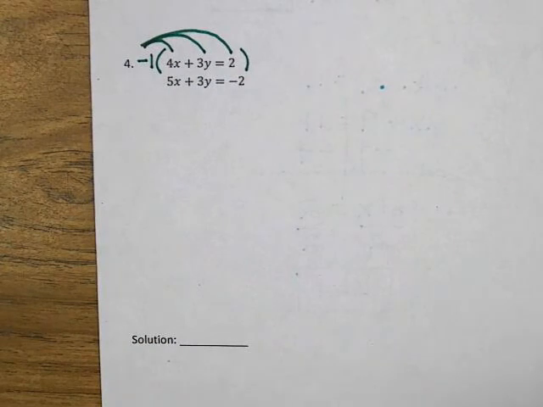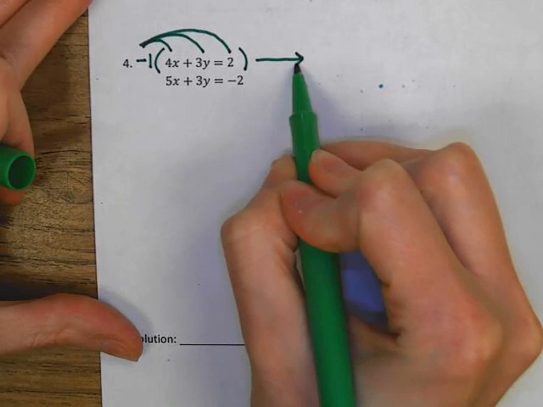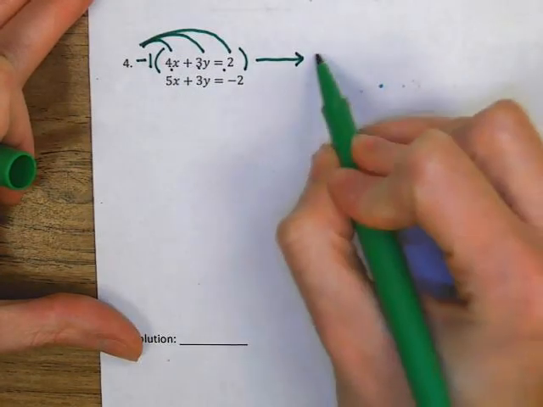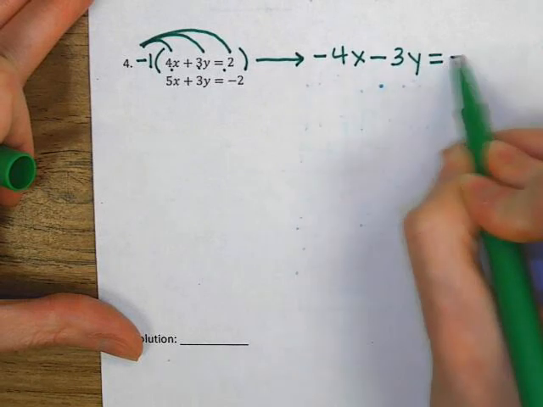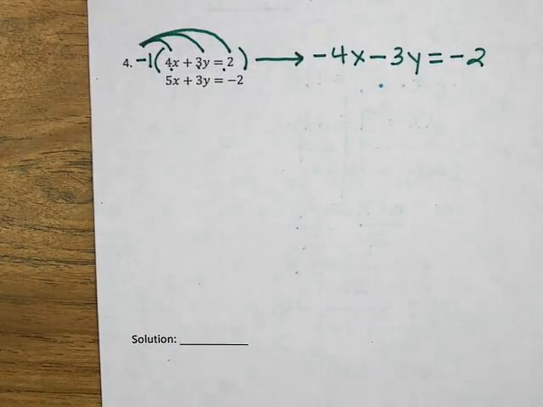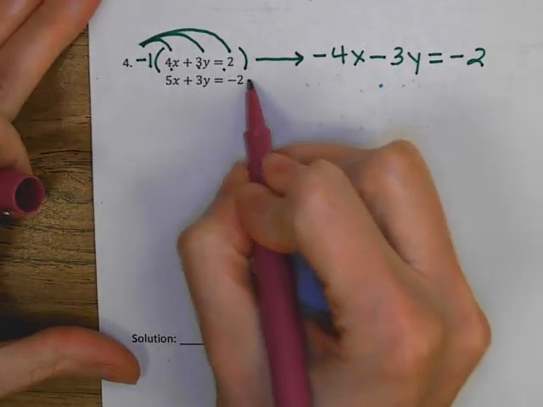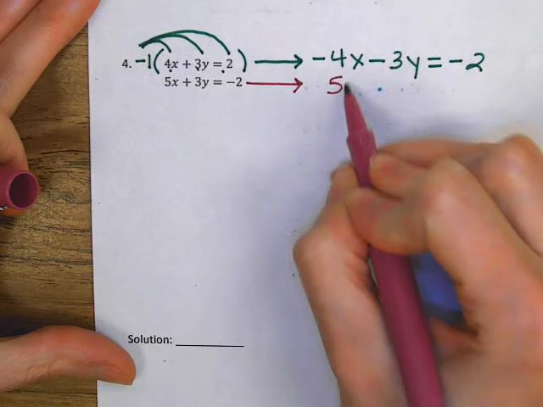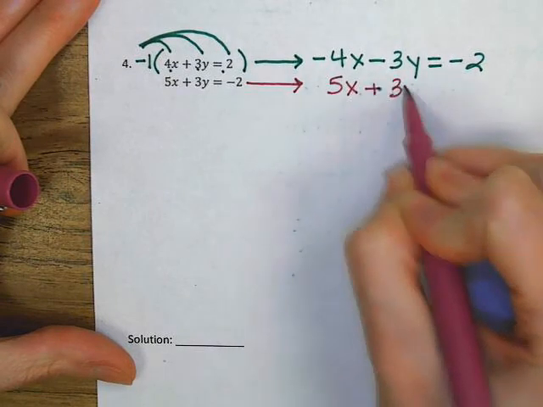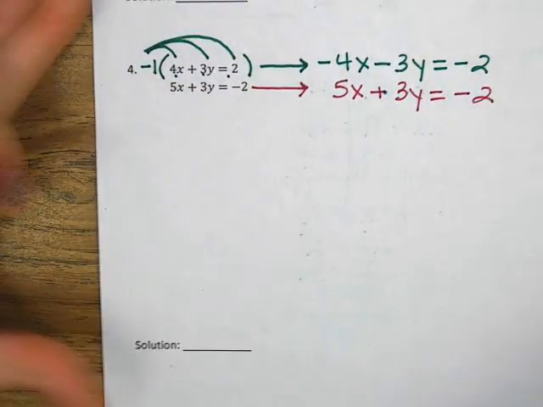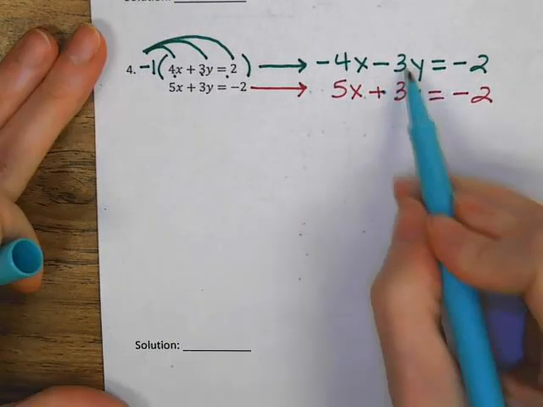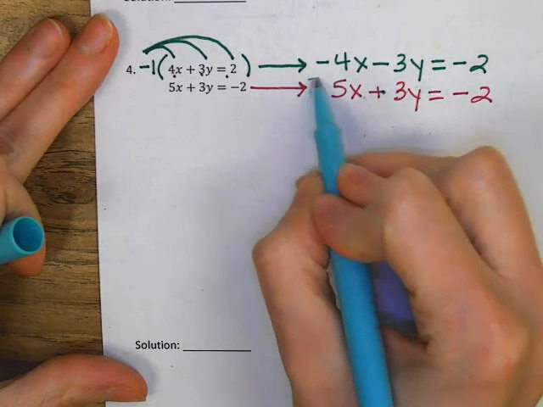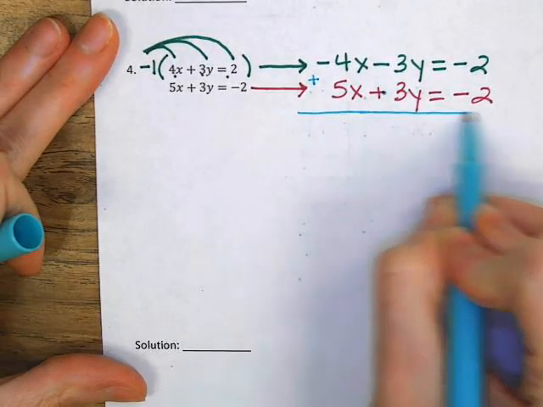So let's try that. If you distribute the negative 1 into all 3 pieces, you get negative 4x, negative 3y equals negative 2. Now the second equation, I don't think we need to change at all, so I'm just going to recopy it. 5x plus 3y equals negative 2. And there they are. Now we have opposite y's, so we're ready to add like terms going down.